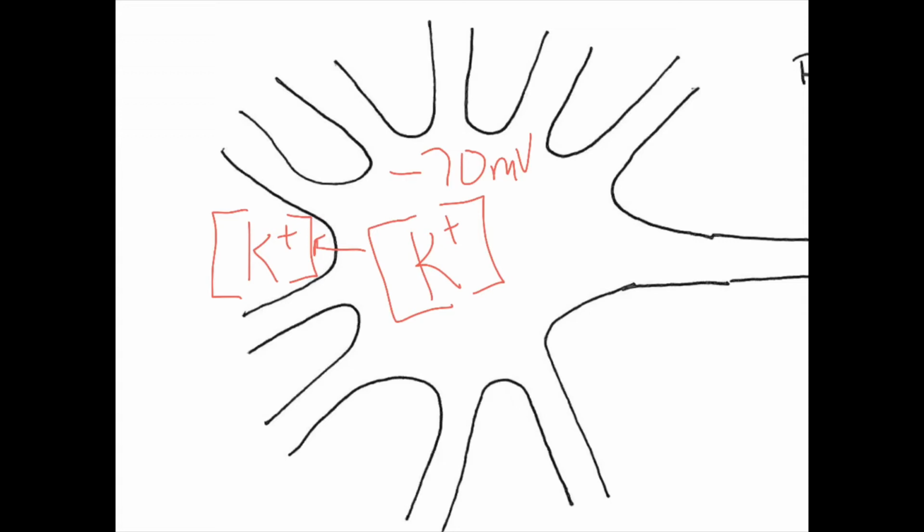It's going to go, more positive means closer to 0. So maybe it goes to negative 69. Maybe it goes to negative 68. Maybe it goes to negative 65, right? But it's getting closer to 0. Okay, we're going to talk about an action potential in a little bit. You guys remember what the threshold was in an action potential, right? Negative 60, right? Negative 60. So it's getting closer to that threshold. Okay. So that's a resting membrane potential.